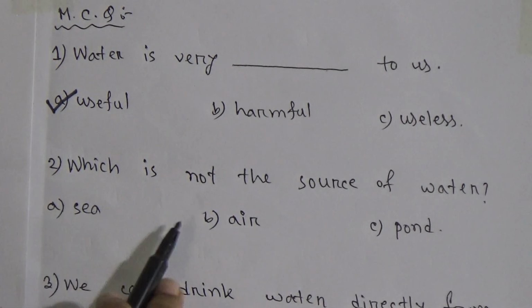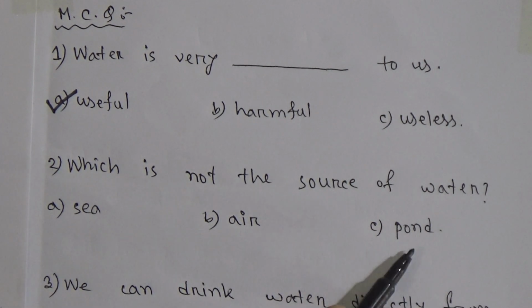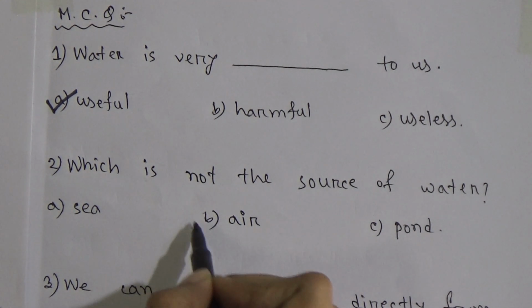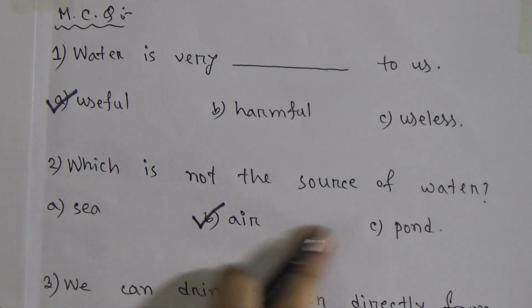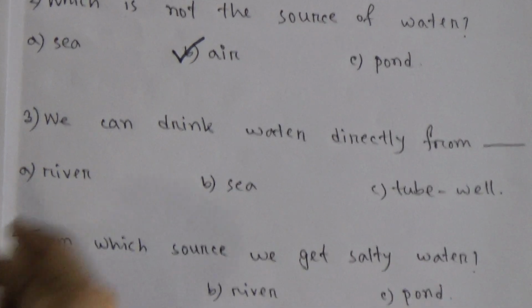Number 2, which is not the source of water? Sea, air, pond. We find out this is the difference, because from air we cannot find any water, so that will be the answer, because it is not the source. That means the source from which we cannot get any water, that is the question.